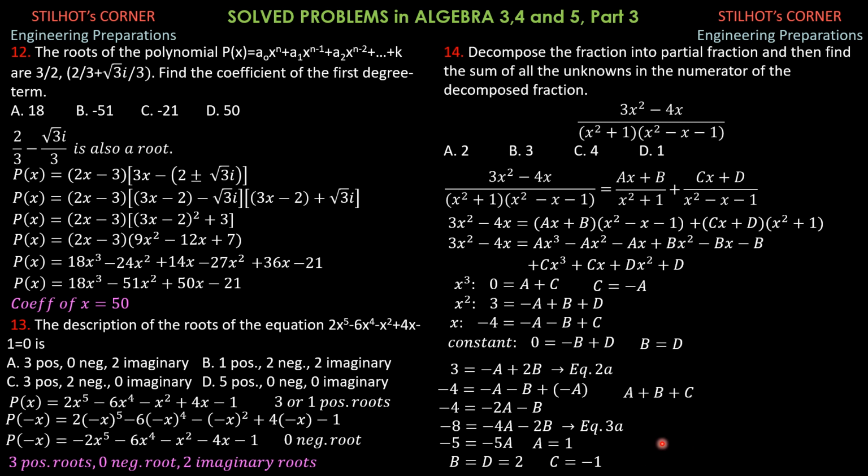So therefore, A plus B plus C plus D equals 1 plus 2 plus negative 1 plus 2. Cancel 1 and negative 1. So 2 plus 2 is 4. So A plus B plus C plus D equals 4.